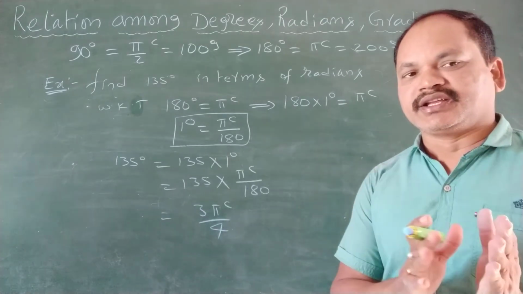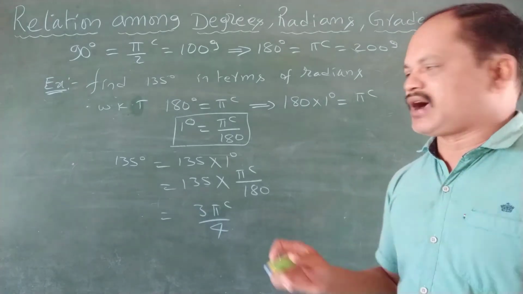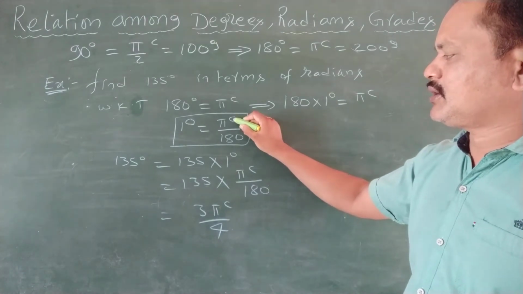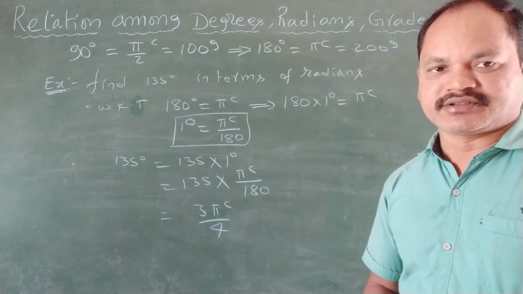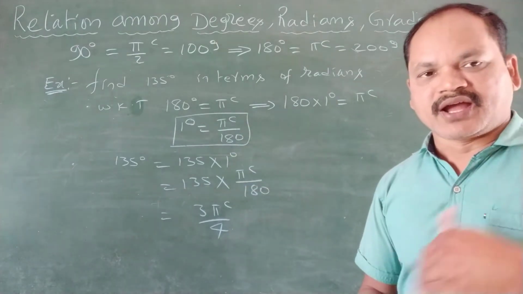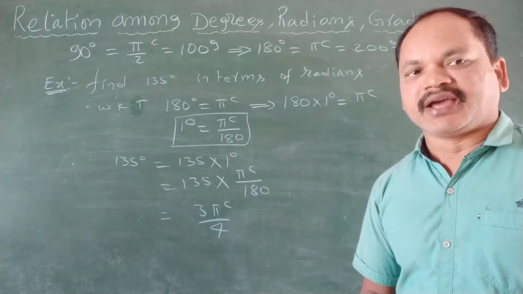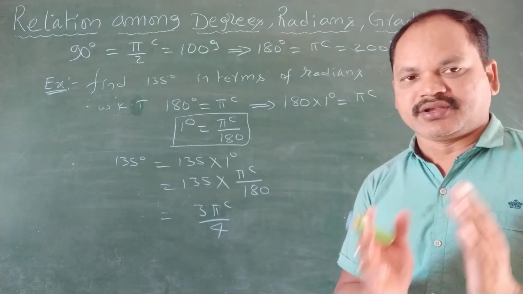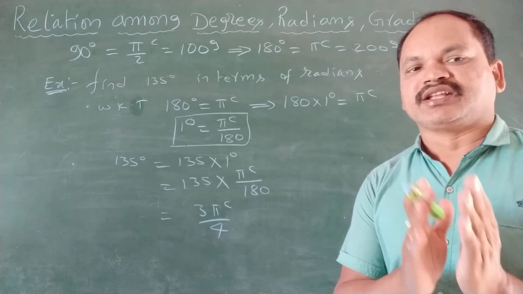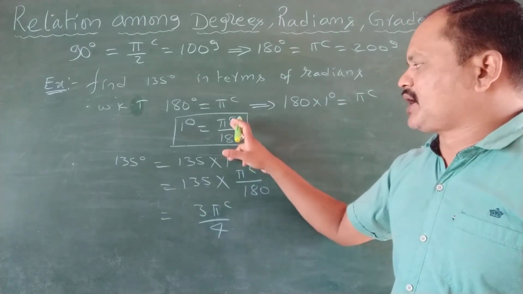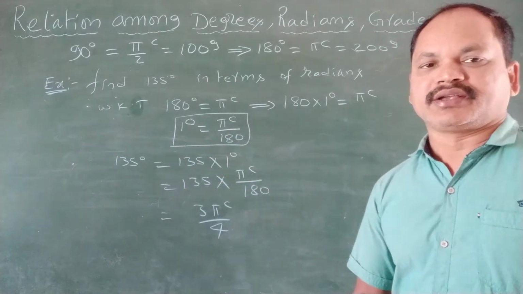So for degrees converted into radians, we have to multiply with pi radians by 180 degrees. If we have to convert the degrees in terms of radians, multiply with pi radians by 180. Okay.